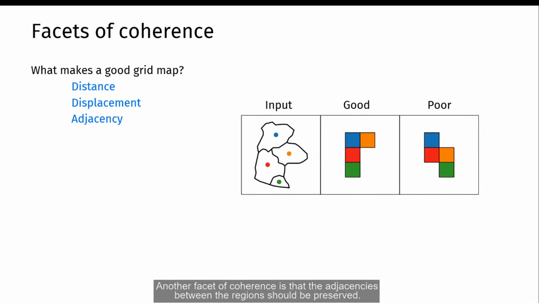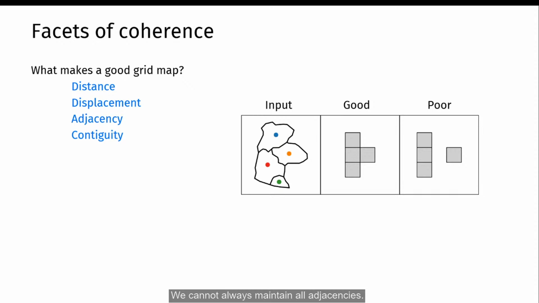Another facet of coherence is that the adjacencies between the regions should be preserved. In this case, the orange region should thus be adjacent to the blue and red regions, while not being adjacent to the green region. We cannot always maintain all adjacencies. However, we would like to ensure that they are at least contiguous. Thus, tiles should not be separated from the rest if the input is contiguous. In other words, we should not suggest islands when they're unknown and vice versa.